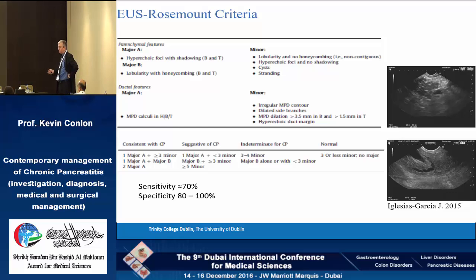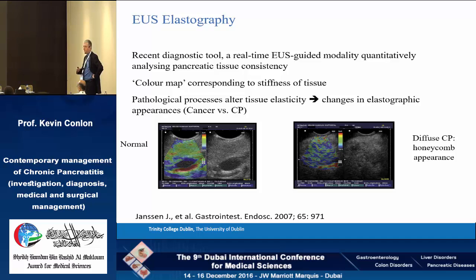In order to try to make it more objective, we also use elastography, or we're beginning to use elastography. What this basically does is test the stiffness of the tissue. If you have pathological processes with fibrosis and loss of function, you can imagine the gland becomes stiffer, it becomes really hard. When you operate on those glands, it's like operating on a table. It's really, really hard.